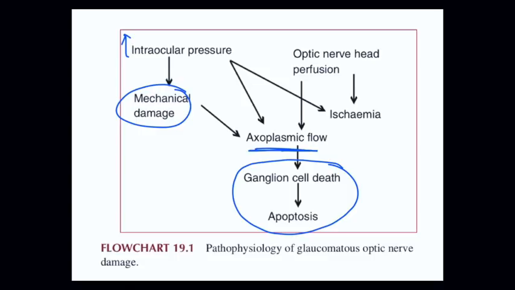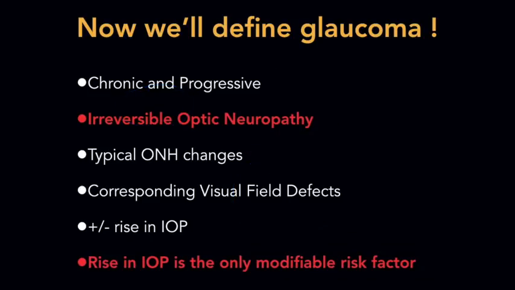The second one is the ischemic theory, which states that the reduction in the optic nerve head perfusion causing ischemia again is going to cause an insult to the axoplasmic flow, and that again is going to cause apoptosis, cell death. The apoptosis of the ganglion cell is going to be the final destination in glaucoma on a histopathological level. So now, having known the concept of what glaucoma is, let us define what glaucoma is.